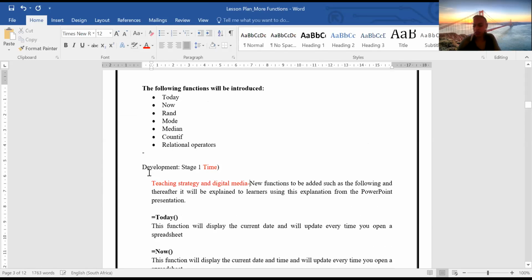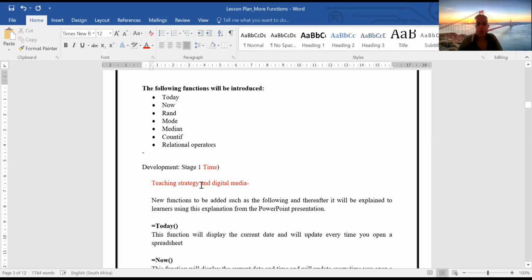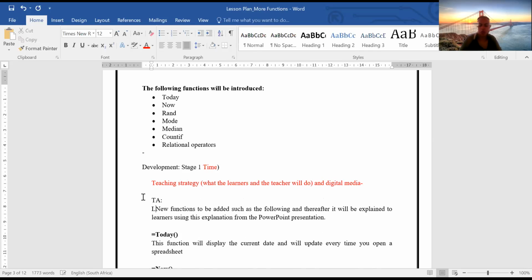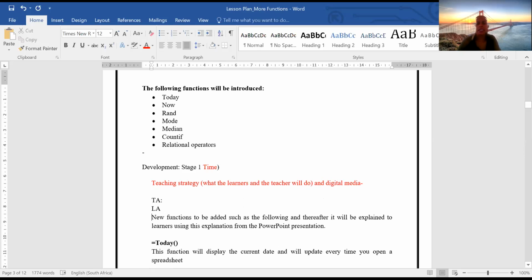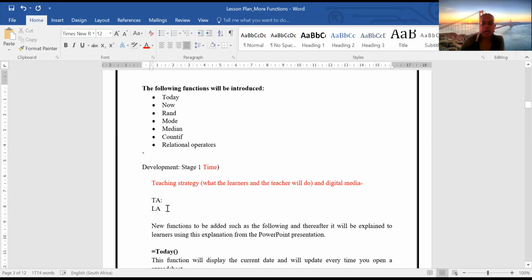When I'm talking about teaching strategy, it involves what the learners and the teacher will do. But I do not want you to write it the way they do in some lesson plans, where they say TA, this is how you, TA, then they write LA. I don't want that. I want a narrative, because I don't want to read Star Wars or Avatar in terms of TA and LA.